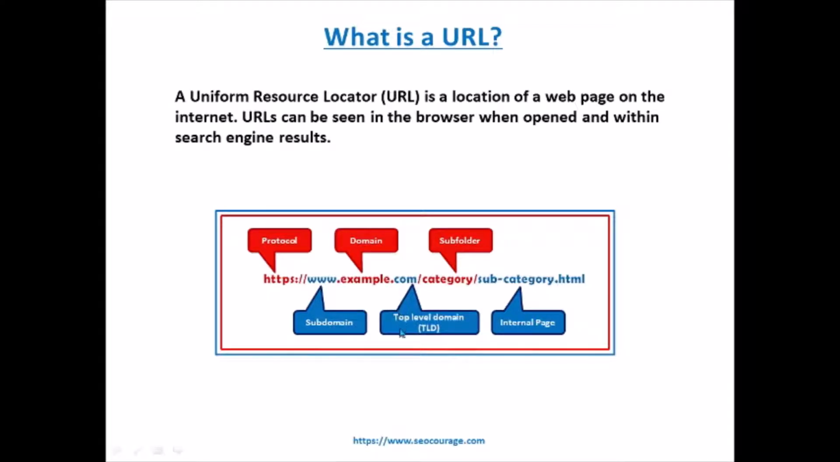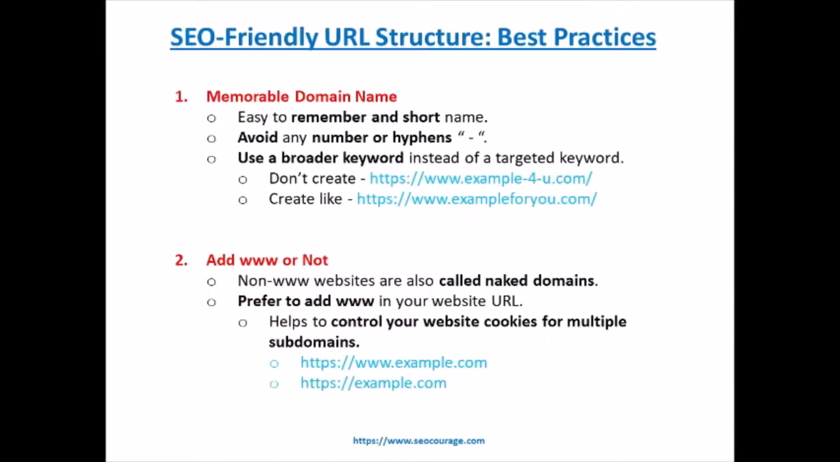.com is the top level domain. It can be .gov, .org or many more options. This is the subfolder or subdirectory, we can say. Like here you can see the category. This is the subfolder. And this is the URL name or internal page, or you can say the slug of the URL, which describes the content available in a particular page. So now let's start with the best practices for SEO-friendly URL structure.